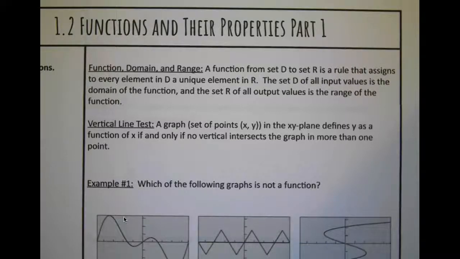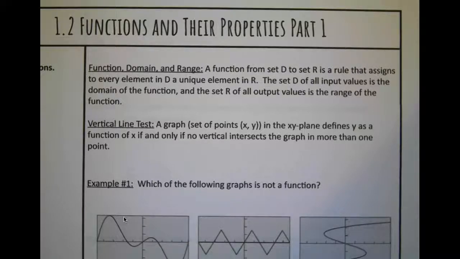Alright, a few definitions: function, domain, and range. A function from set D to set R is a rule that assigns to every element in D a unique element in R. The set D of all input values is the domain of the function, and the set R of all output values is the range of the function.